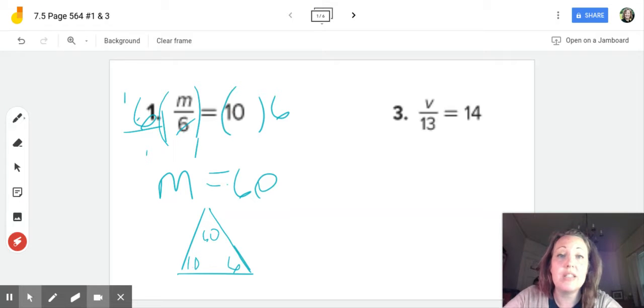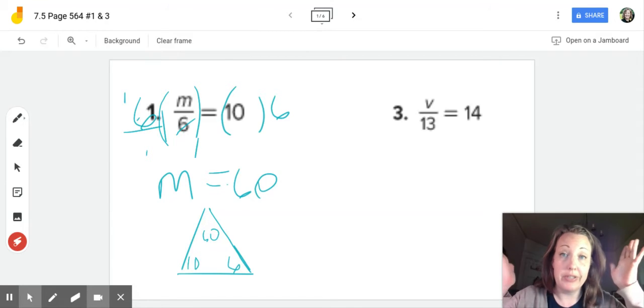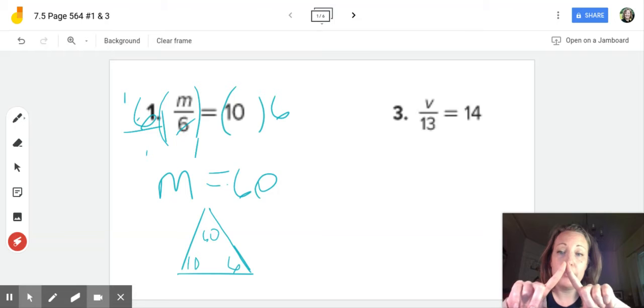Those fact families, those triangles that your parents might have said, why are we cutting these out? This is so terrible. I remember because I did it. It's really to prepare you for solving equations using those inverse operations.